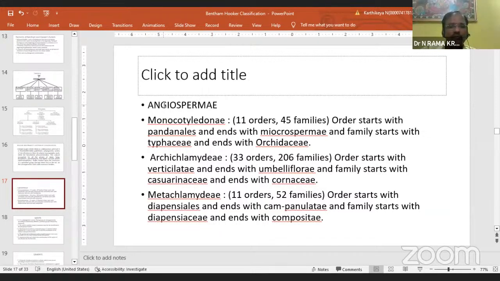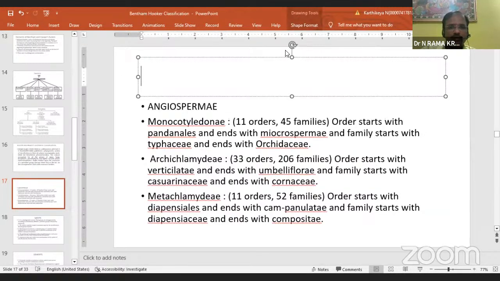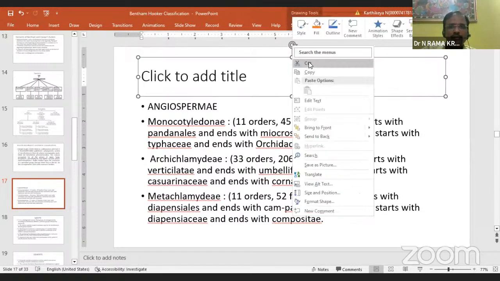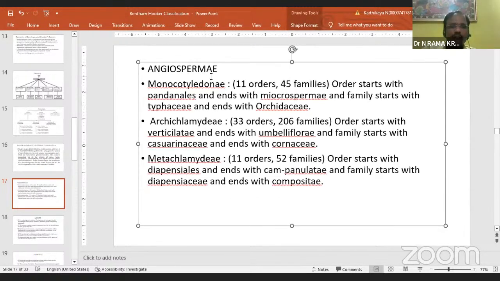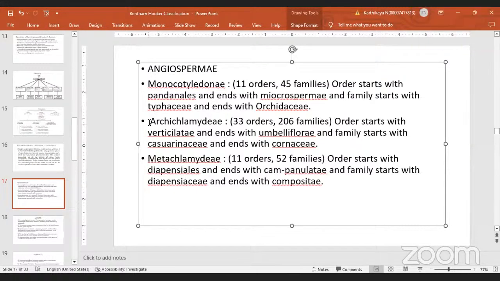Here now you see this one. Yes, sir. You know, angiosperms are divided in two. One is monocot. The second and third ones, Archichlamydae and Metachlamydae, both are dicots. Okay, both are dicots. So what is monochlamydae?